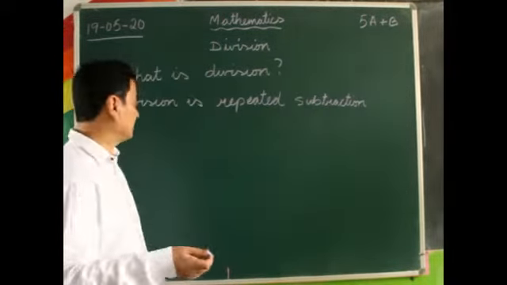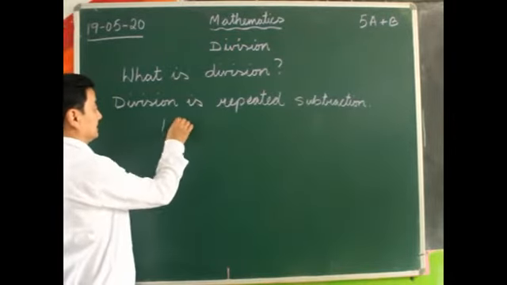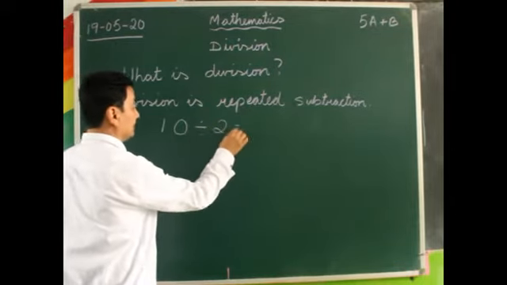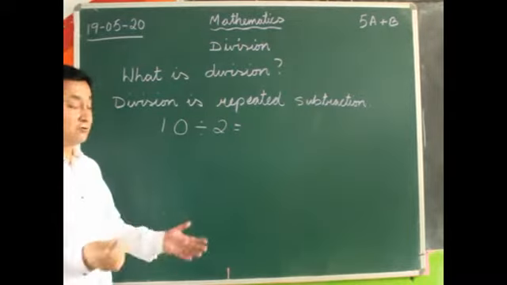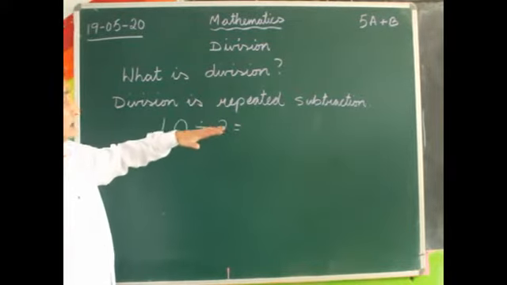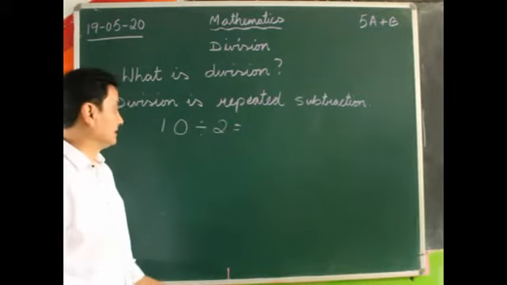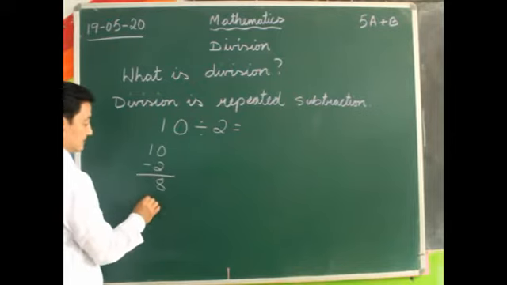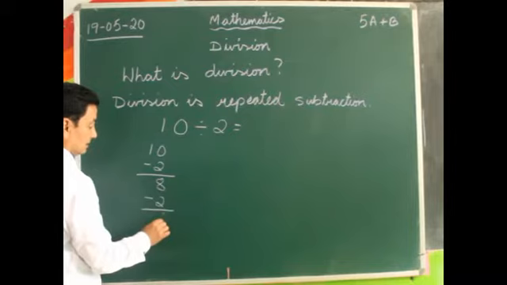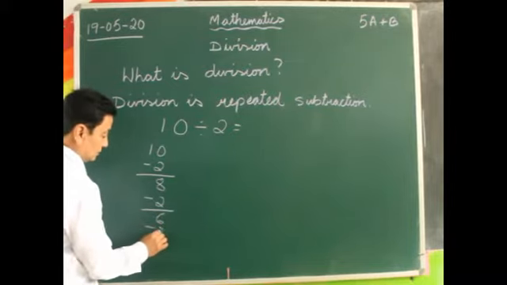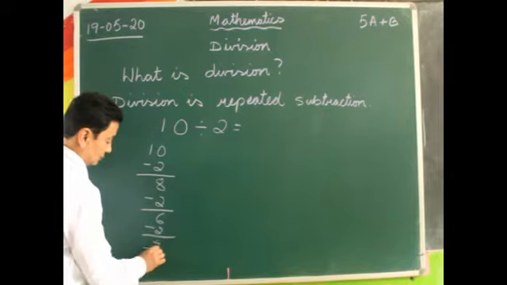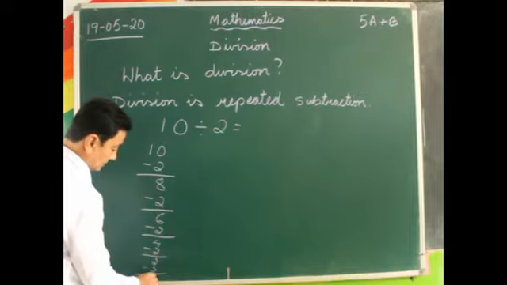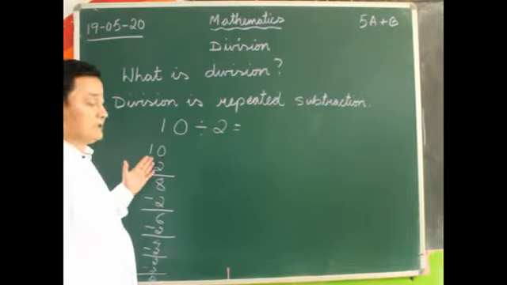Okay, so let's divide 10 divided by 2. Ready? Let's do it in subtraction style till we get 0. 10 minus 2, 8. 8 minus 2, 6. 6 minus 2, 4. 4 minus 2, 2. 2 minus 2, 0. So we are doing repeated subtraction.